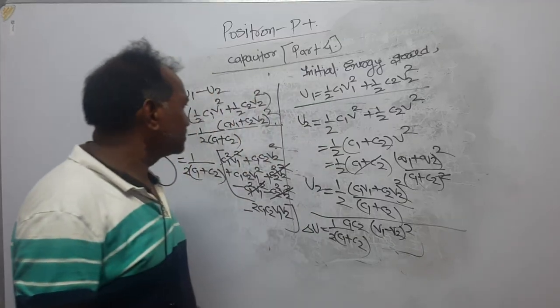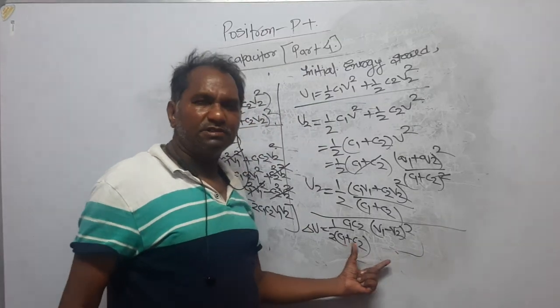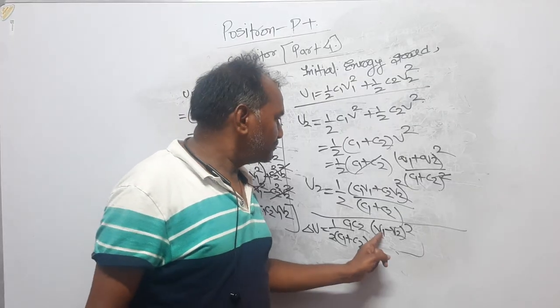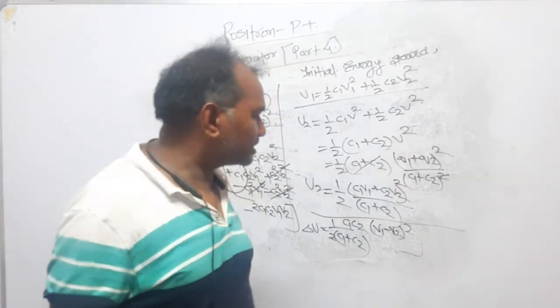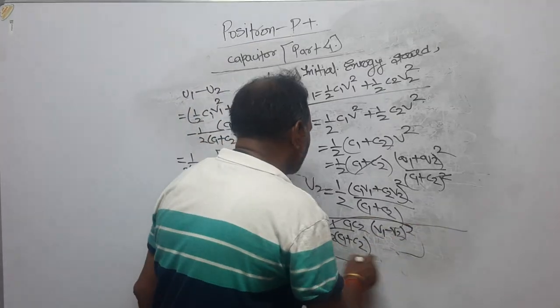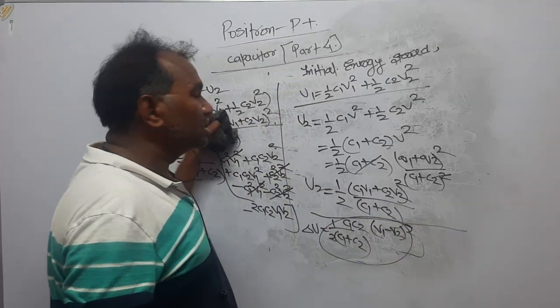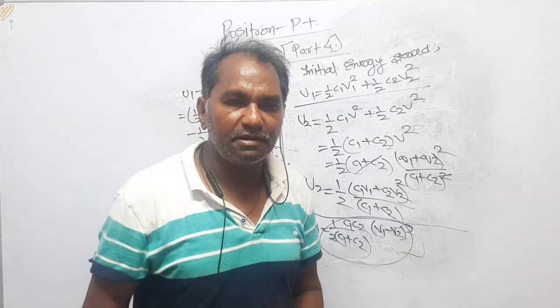Now look here, initial minus final. It is a positive quantity, C1 C2 is positive. V1 minus V2, whether V1 is less than V2 or greater than V2, no matter, here is a square, so it is a positive quantity. So the whole term is a positive quantity, means UI, initial energy is greater than final energy.